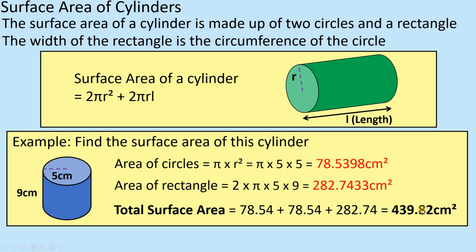Don't be surprised in the exam if they leave things in terms of pi. It wouldn't surprise me with this one in the slightest. So maybe I'll leave this one as 25 pi, and this one as 90 pi, and leave it in terms of pi. So I can easily add these: 25 pi, another 25 pi, and then over here I've got 90 pi, which gives 140 pi. So don't be surprised if that comes into play.